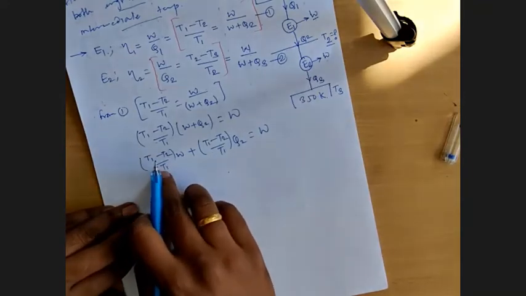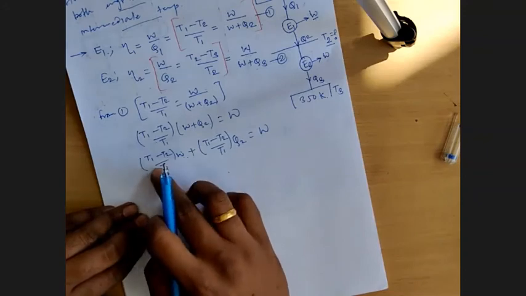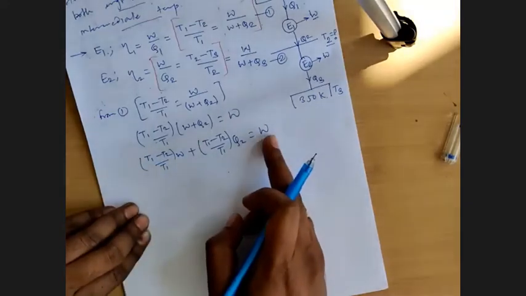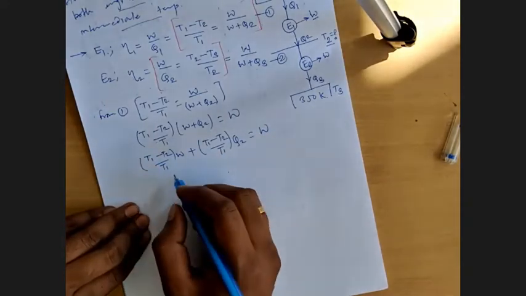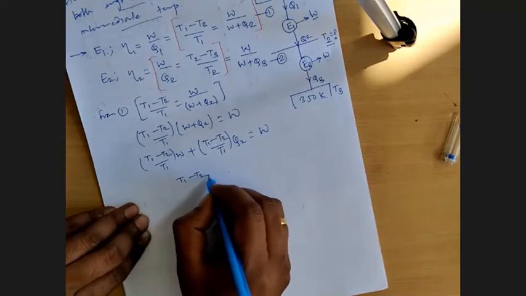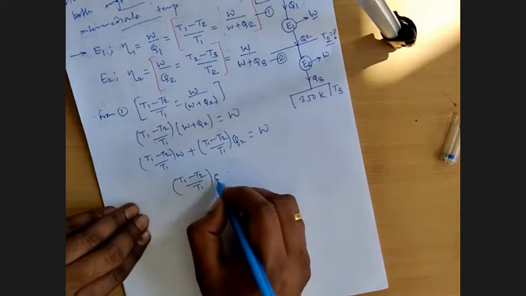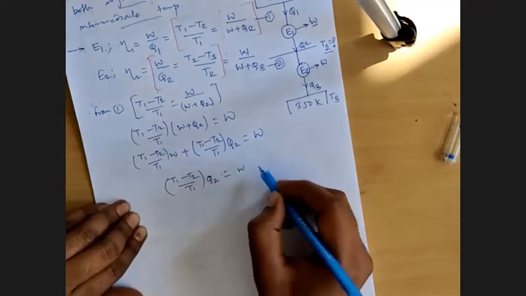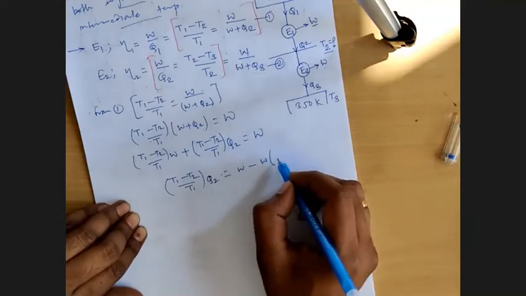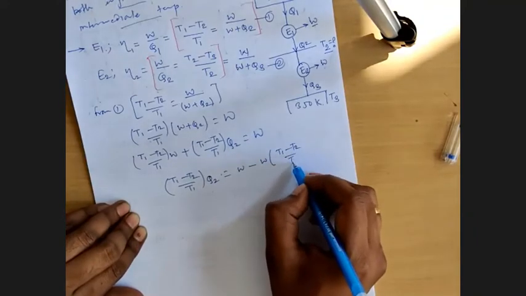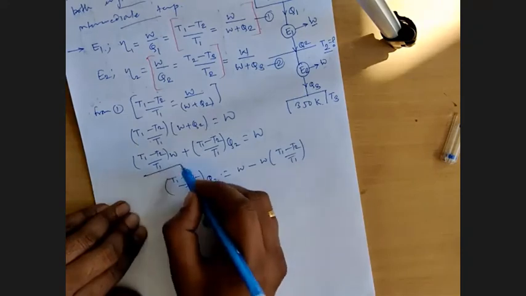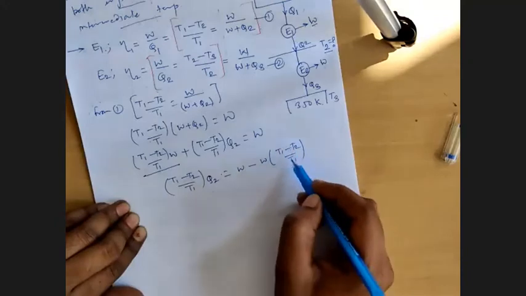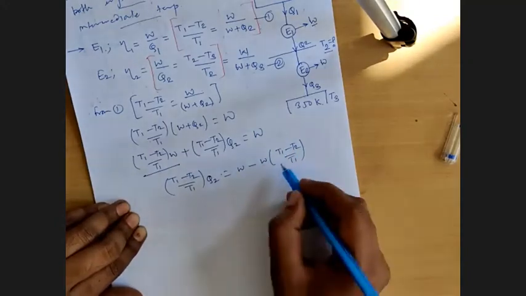Now this is multiplication of bracket with W. Here we have got W. So let's try to shift to the left. So T1 minus T2 by T1 into Q2 is equal to, this W is there, minus W into T1 minus T2 by T1. This whole thing I have shifted to the right side of the equal to, so that will become W minus this whole thing as it is. Okay. Now let's try to solve this one.